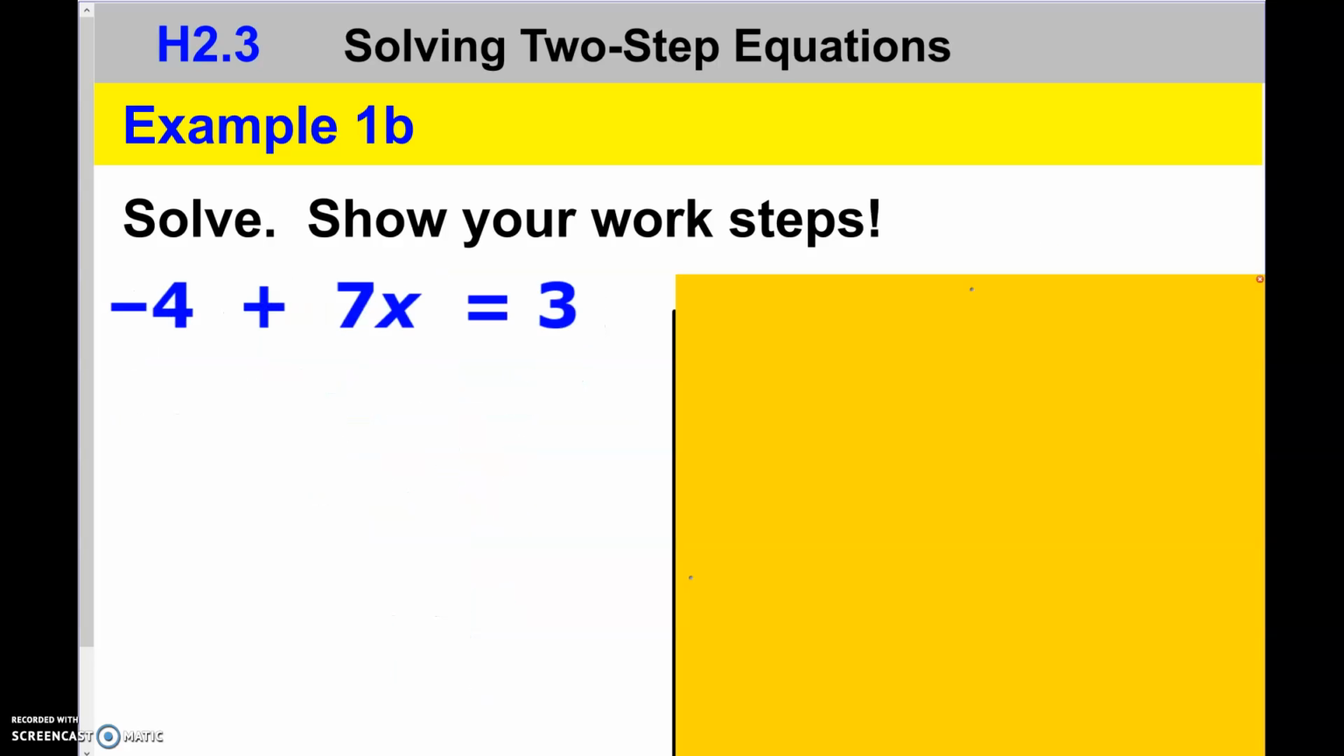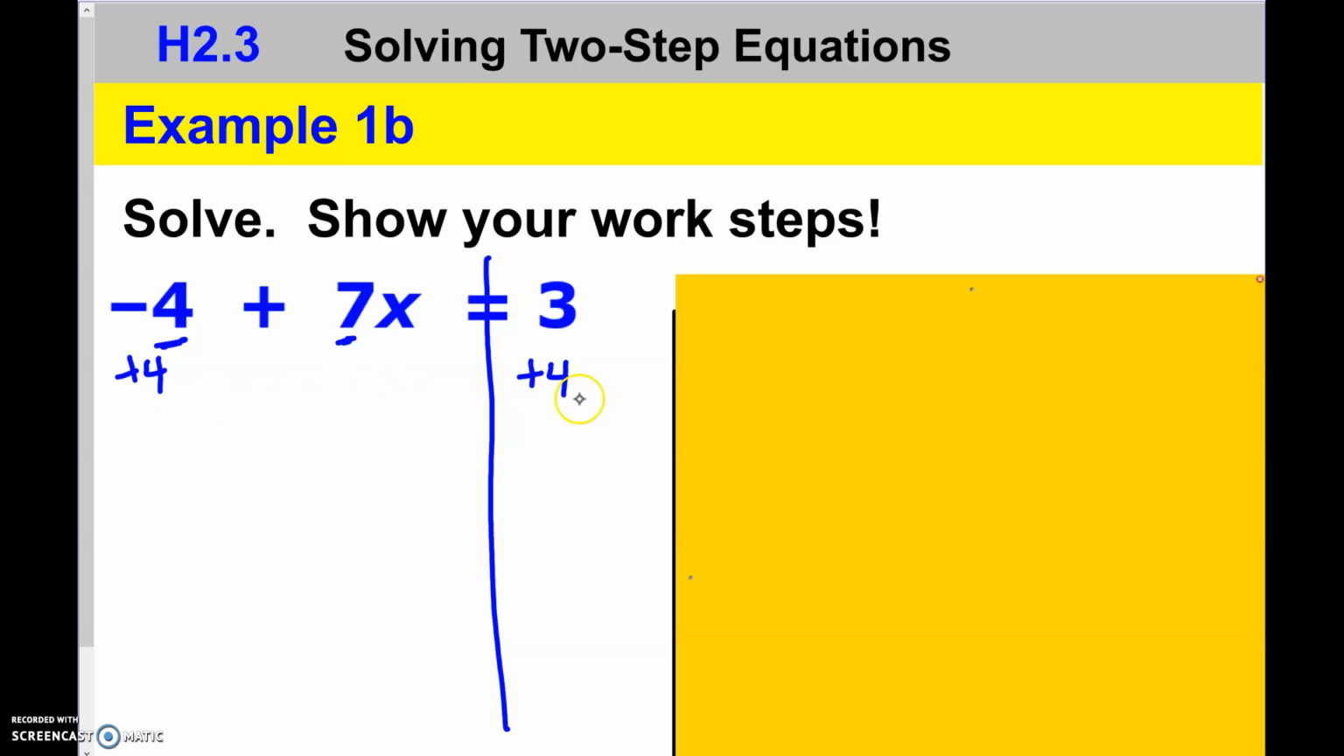All right, this problem here, so we still have our equal sign. We have two numbers by x. We have a negative 4 and a 7. And we always want to take care of the constant, the one that is not attached to the letter. Because this says negative 4, the opposite of a negative 4 is adding 4. So I'm going to add 4 to both sides.